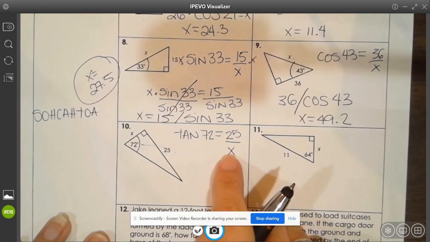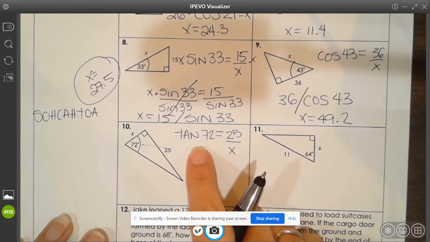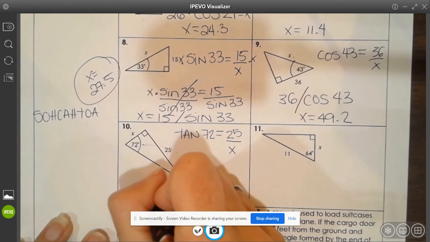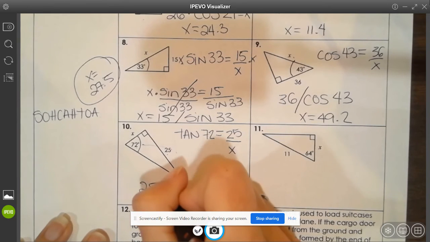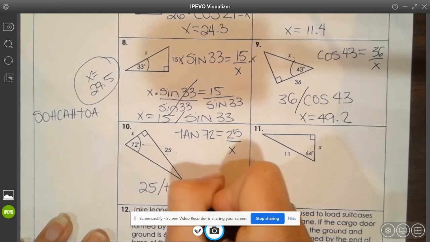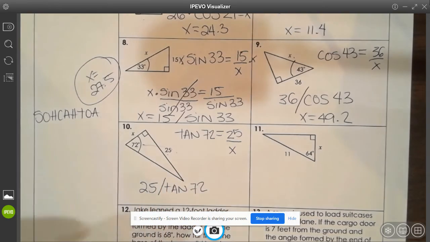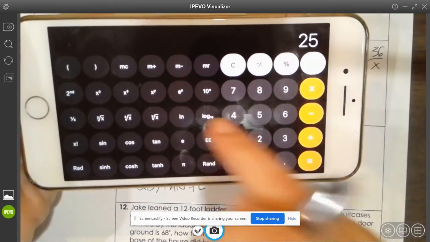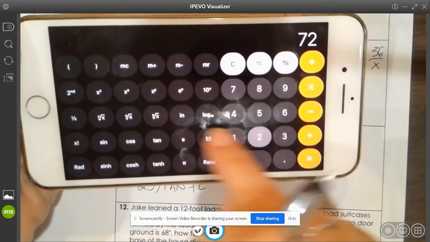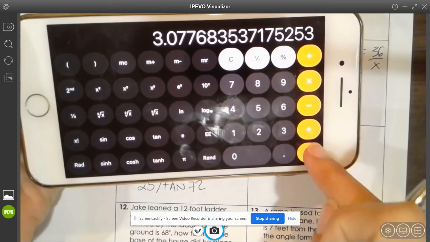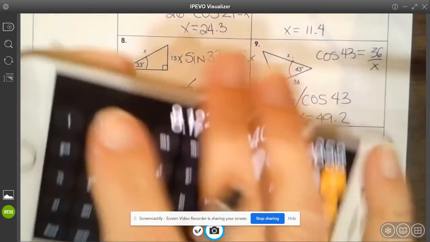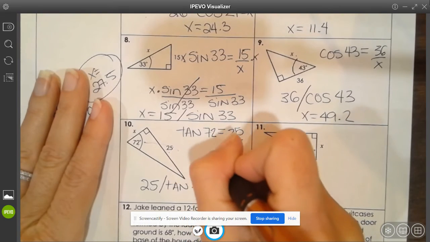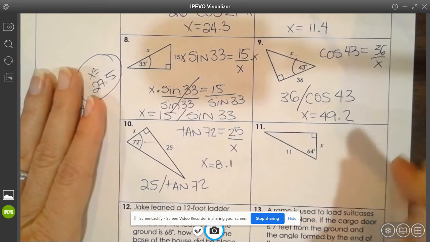Now, because my x is down below, I'm going to have to divide, right? So let's do that. So that's 25 divided by tangent of 72. I put that in the calculator. 25 divided by 72 tangent. Where's that equal sign? 8.1. So that's x equals 8.1.